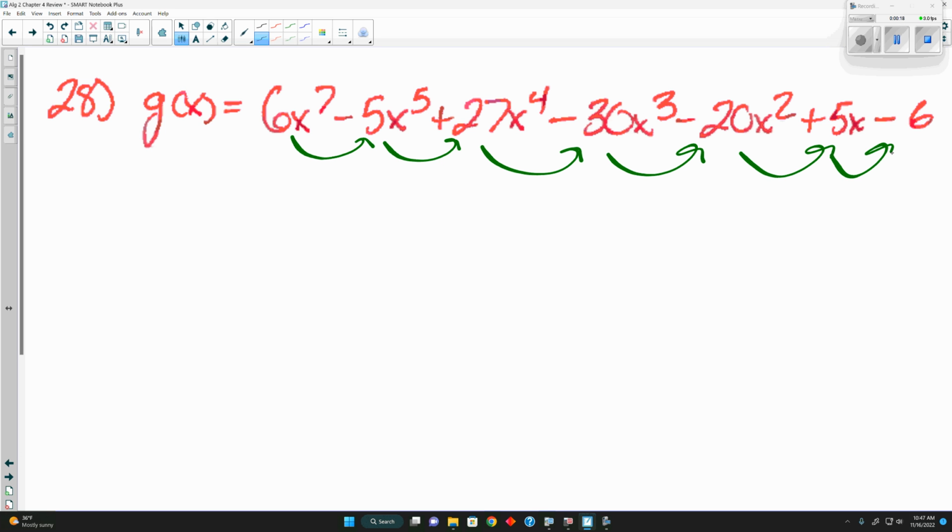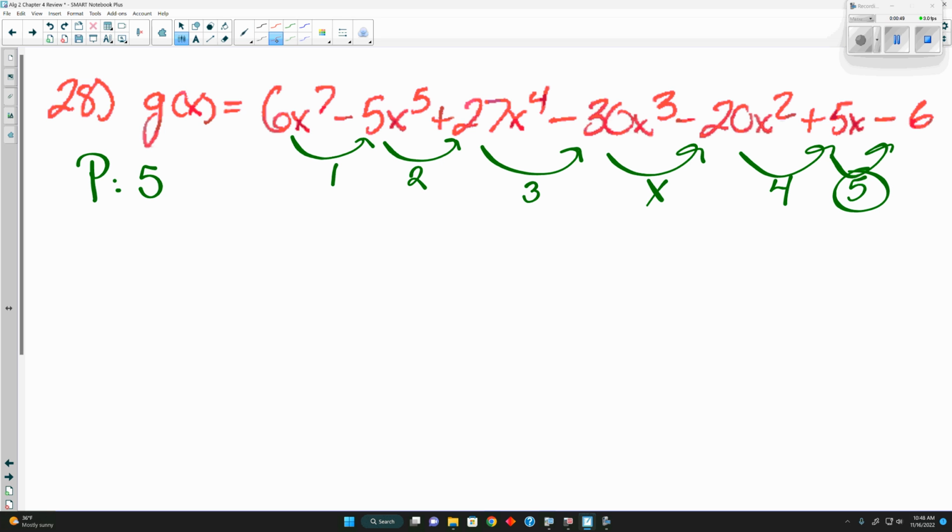So if we look from x to the 7th to x to the 5th, that's 1. From the 5th to the 4th is 2. From the 4th to the 3rd is 3. From the 3rd to the squared, it doesn't change. From squared to x, it does. And from x to our constant term, it does. So for the number of positive sign changes, we have 5. So it will have, at most, 5 positive solutions.